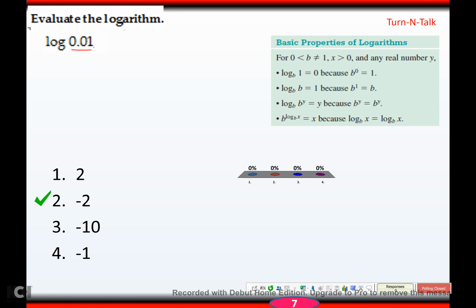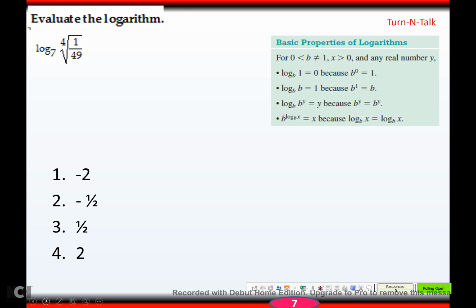Alright, this I can rewrite as 10 to the negative 2nd, and again, you just count the number of places behind, and that's going to be your exponent. And remember, if they don't write a base, it's base 10, which those match and gives me negative 2. Okay, try this one. Come back when you're ready. Hopefully you got negative 1/2.